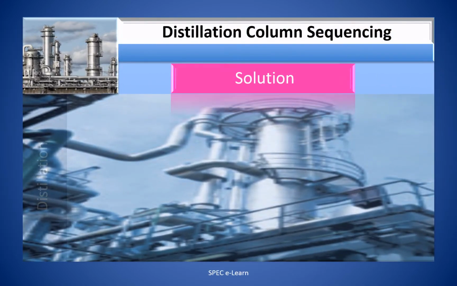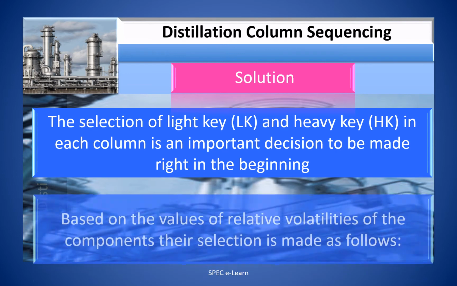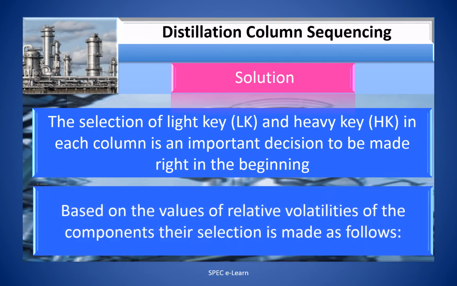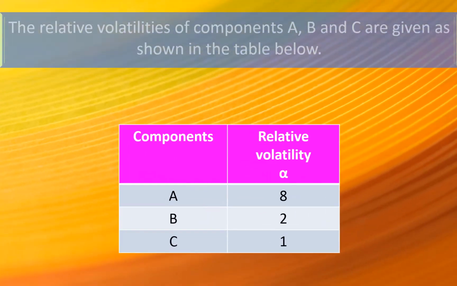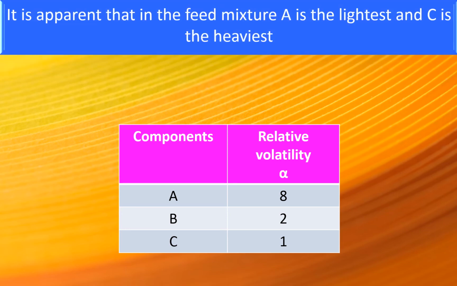The solution. Selection of light key and heavy key in each column is an important decision to be made right in the beginning. Based on the values of the relative volatilities of the components, their selection is made as follows. The relative volatilities of components A, B and C are given as shown in the table below. It is apparent that in the feed mixture, A is the lightest and C is the heaviest.